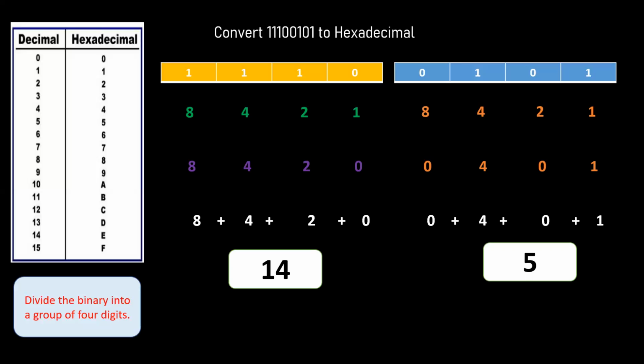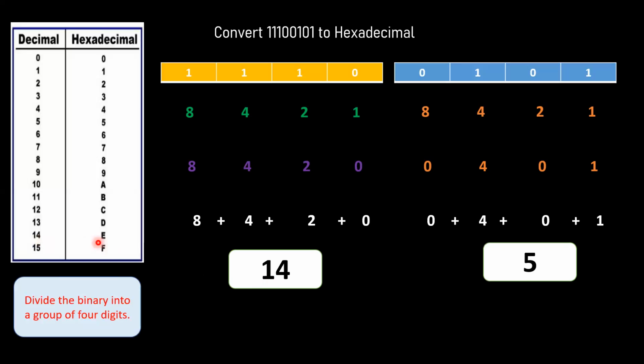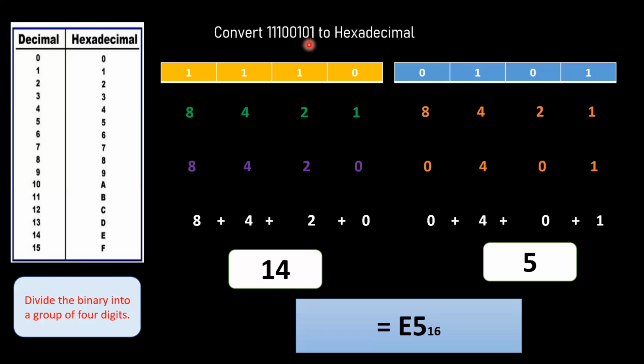Now, we would need to make use of the equivalence of these numbers. And from the table, we can see that 14 is E and 5 is just 5. So therefore, the hexadecimal equivalent of this binary number 111000101 will become E5. And then just put base 16 since this is hexadecimal or base 16. All right. Next one.